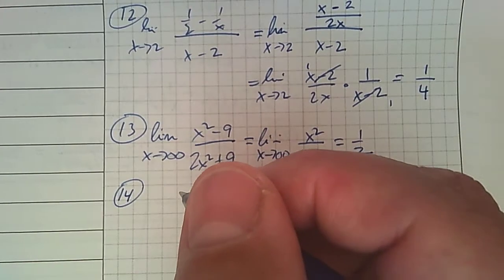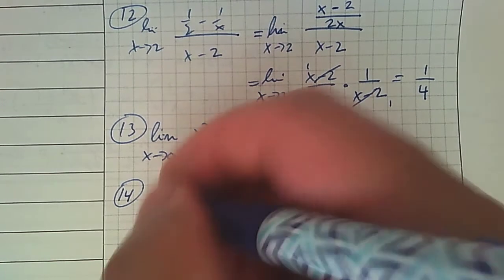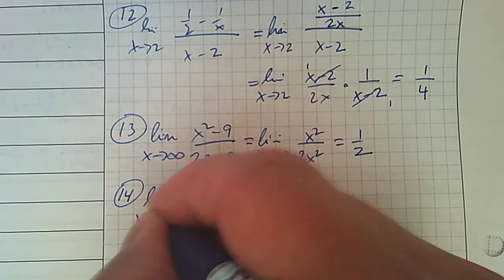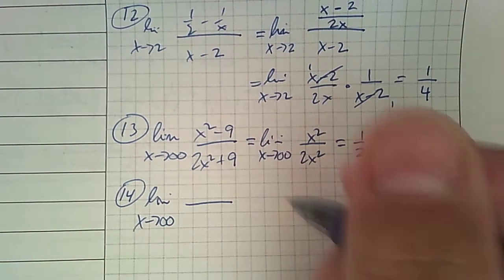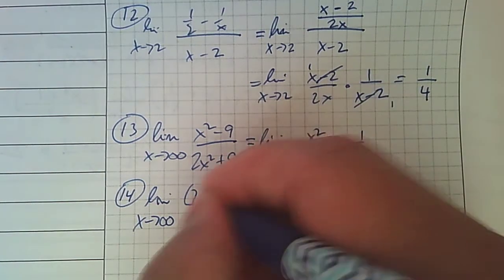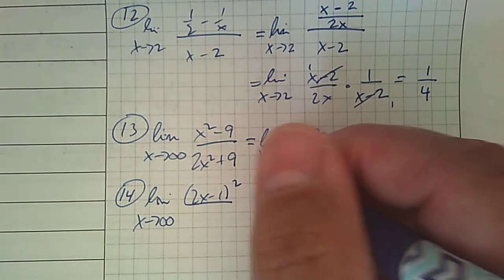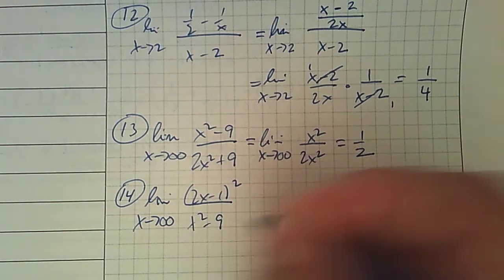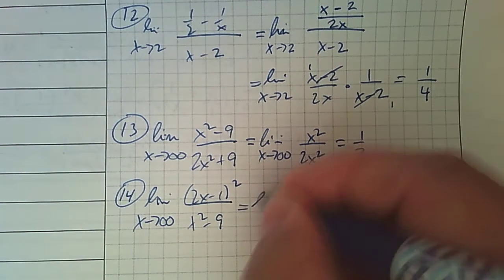14. Again, end behavior question. So as x approaches infinity, that's right end, we have 2x minus 1 squared over x squared subtract 9. Do you recognize the power terms?